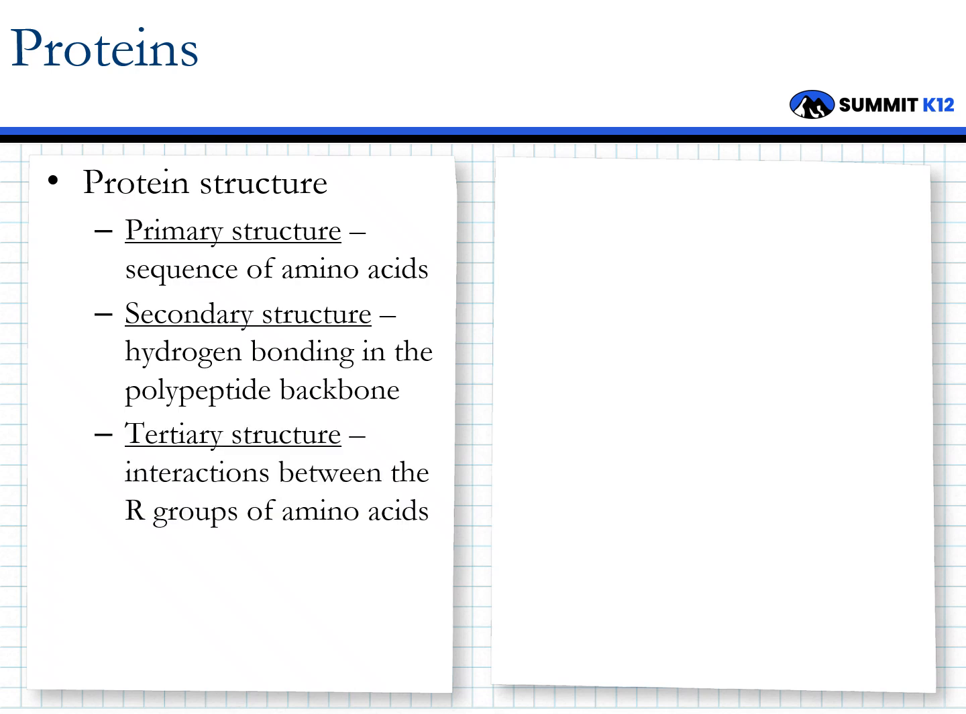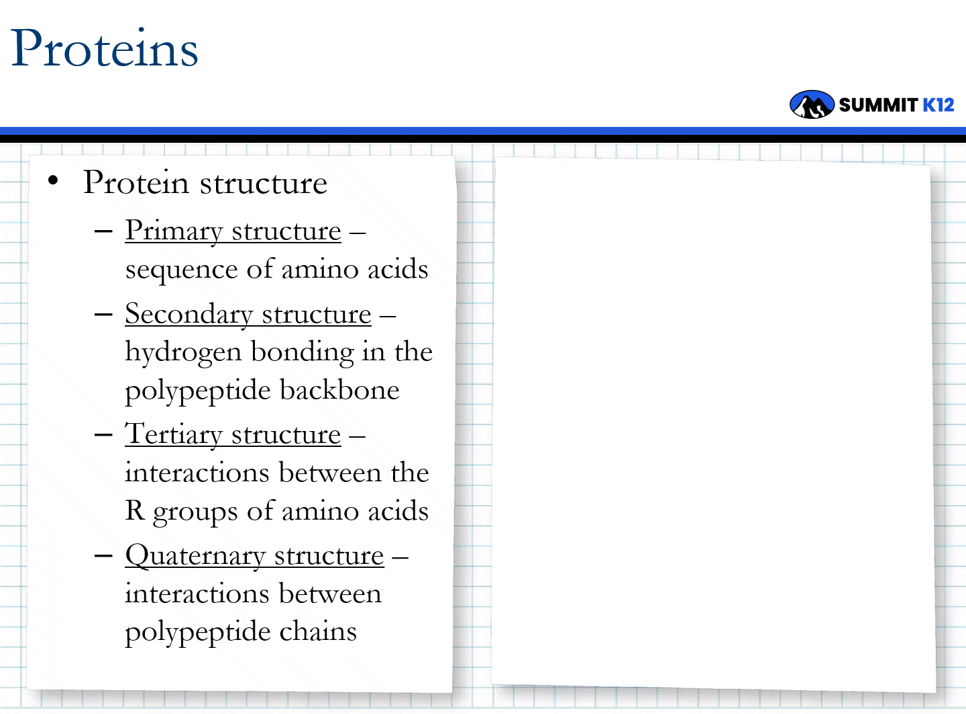Secondary structures have 2 shapes. They're called alpha helixes and beta sheets. And then our tertiary structures are interactions between the R groups. So those alpha helixes and beta sheets start folding in on themselves and connecting to other parts of the primary amino acid structure between those R groups. And then our quaternary structure are interactions between 2 different polypeptide chains.